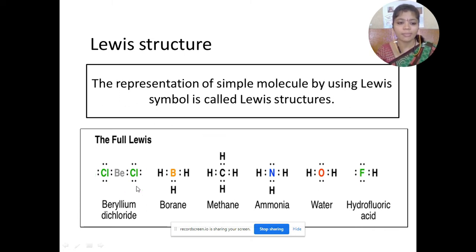Here we take beryllium chloride. Beryllium is in which group? Group 2, so beryllium has 2 dots, and chlorine is in group 7, so here there are 7 valence electrons. Next, the valence electrons are mutually shared to form a bond. Here also boron has three valence electrons. This is the Lewis structure of different molecules: borane, methane, ammonia, water, and hydrofluoric acid.